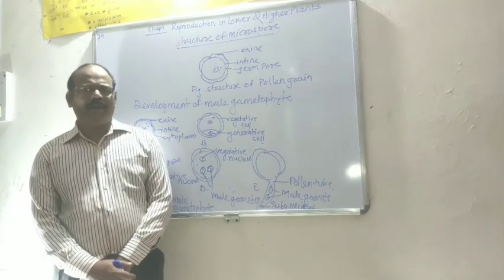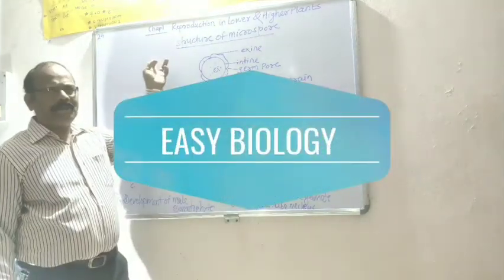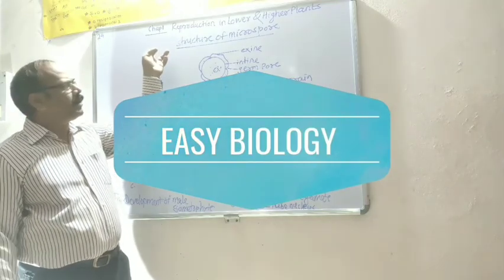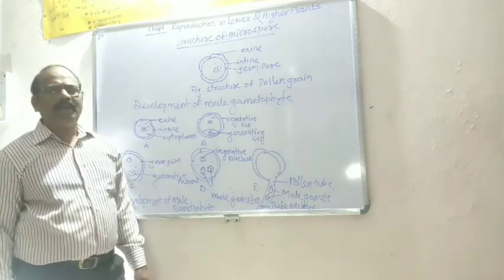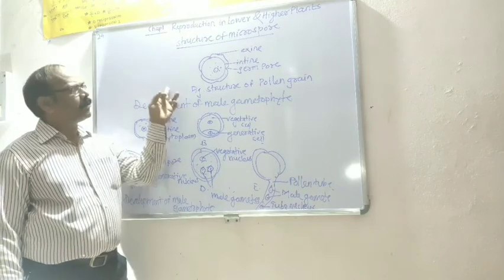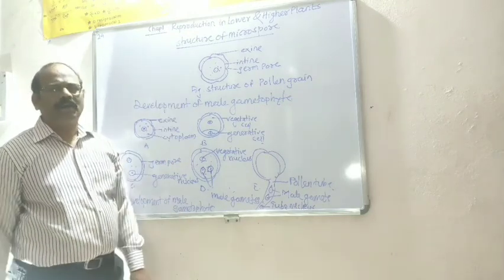Today we learn in chapter number 1, reproduction in lower and higher plants. In that topic we learn about the structure of microspore.